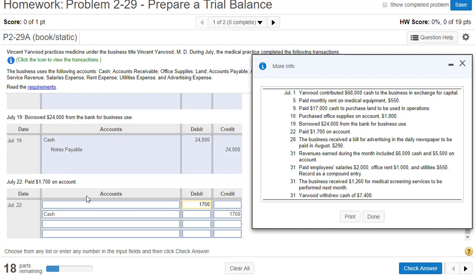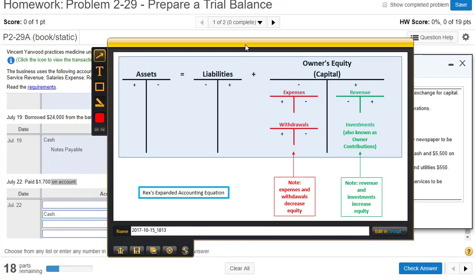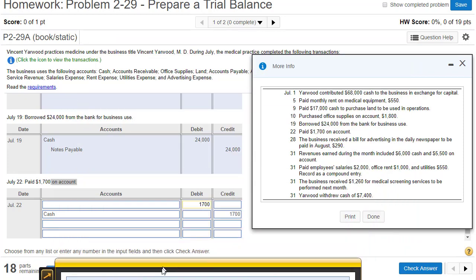So what are we getting out of this deal? Why are we paying $1,700? Well, we're paying on account. So what this means is we're taking our accounts payable, which is a liability, and we're paying it off. So our accounts payable is going down. So our accounts payable is going to be the debit account.